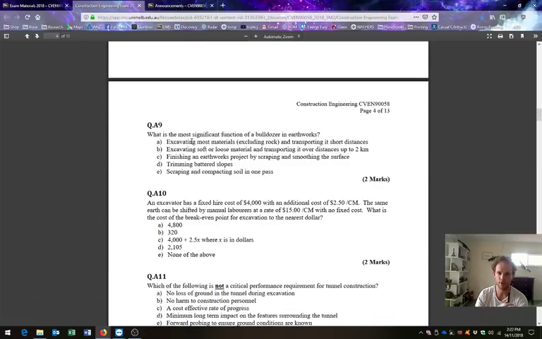What is the most significant function of a bulldozer? Excavating most materials, excluding rock, and transporting short distances. Sounds pretty reasonable. Excavating soft or loose material and transporting it up to 2k. Too far for a bulldozer. Finishing an earthworks project, not really. Trimming battered slopes, not really. Scraping and compacting, not really. So yes, it is A.